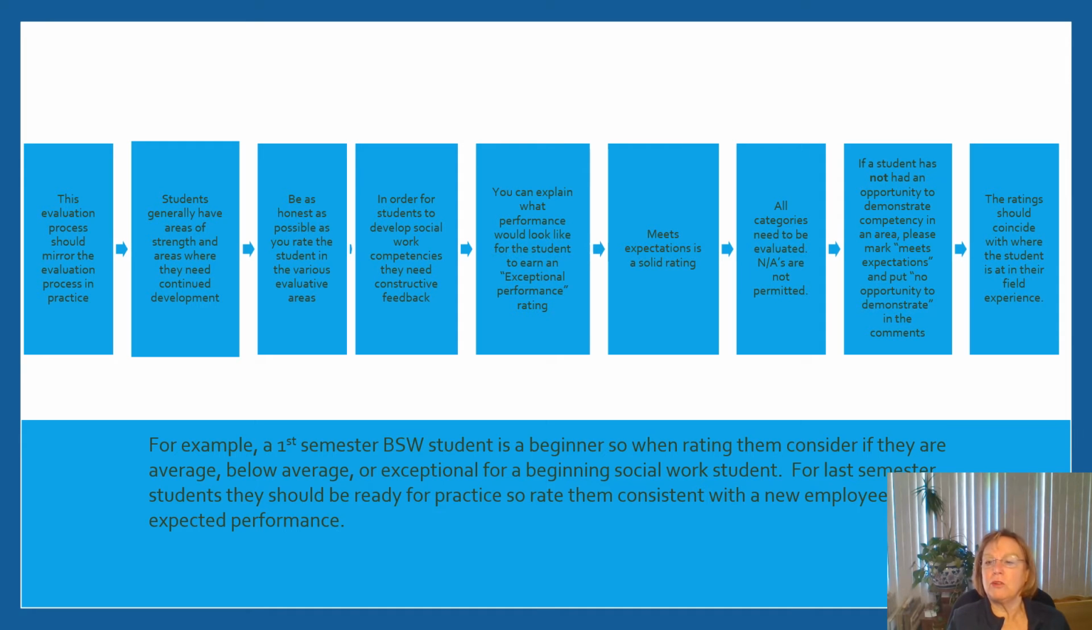And the rating should coincide with where the student is at in field. So for example, a first semester BSW student's a beginner. So when rating them, consider if they're average, below average, or exceptional for a beginning social work student. And for last semester students in both our undergrad and grad program, they should be ready for practice. So at the end of the last semester, rate them consistent with what you would expect from a new employee at your agency.